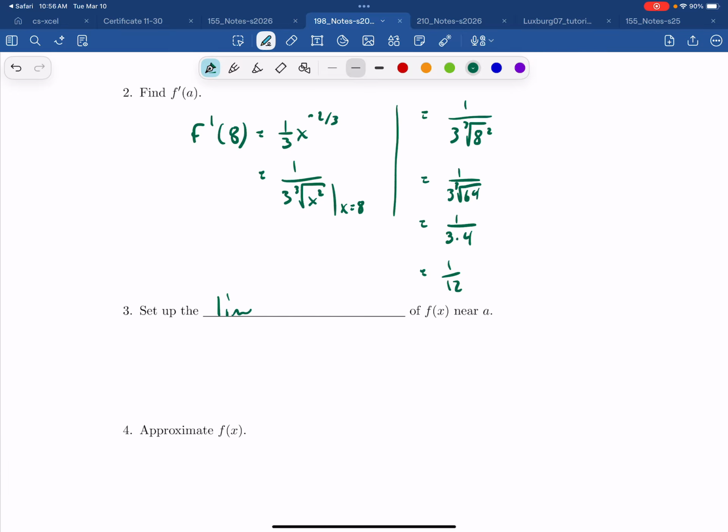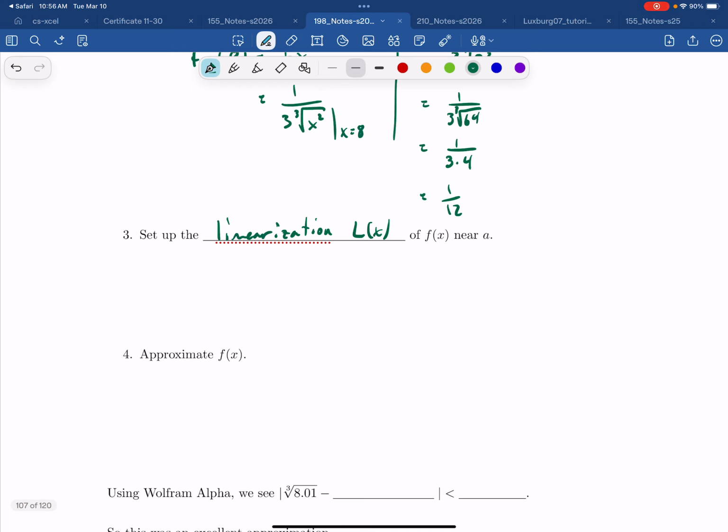Next up, we set up the linearization, which we call L of x, of f of x near a. So the idea is that the linearization, the equation of that tangent line, which equals f of a plus f prime of a times x minus a, is approximately equal to f of x near a. Now, by the way, how did I get this linearization function?